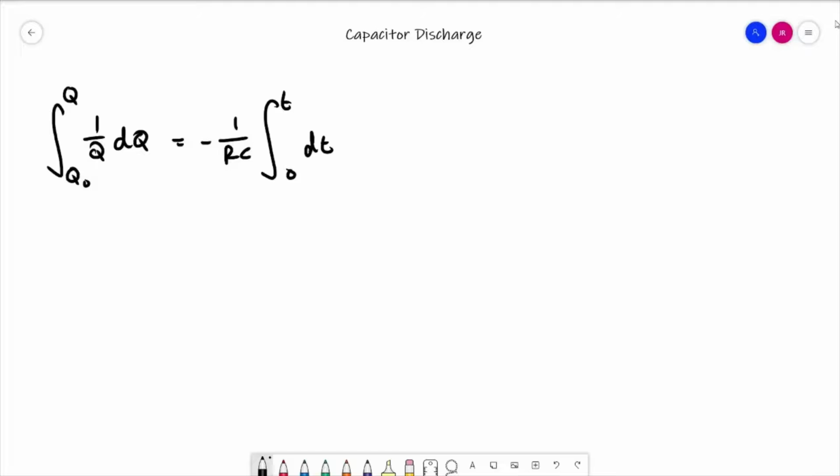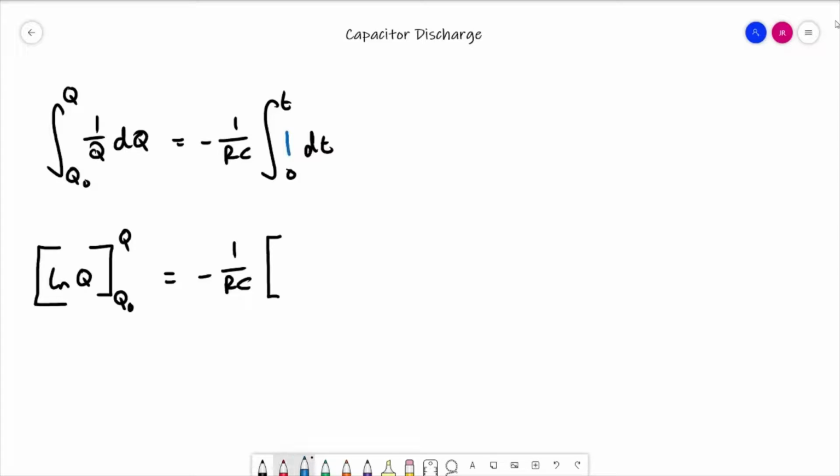So to bring that forward to a new slide, now it's time to do the integration itself. When we integrate 1 over Q with respect to Q, we're left with the natural log of Q, and again we're still going with our limits from Q0 to Q. We've still got our minus 1 over RC bit there. And of course, we're effectively integrating 1 with respect to t, so we just get t, still going from 0 to t.